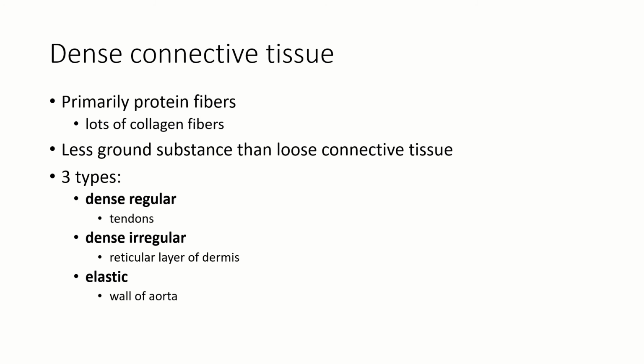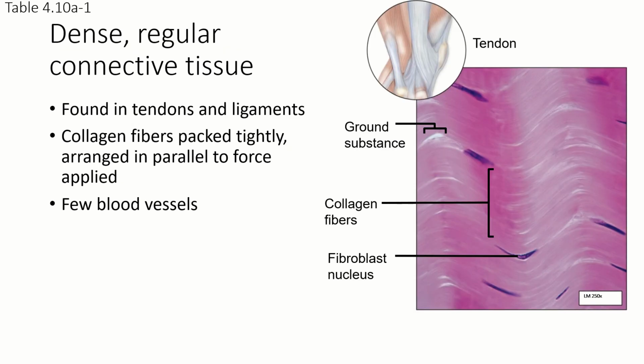So we have three types: dense regular connective tissue, dense irregular connective tissue, and elastic tissue. Dense regular connective tissue is found in tendons and ligaments, and the collagen fibers are packed very, very closely together, and they're all going in the same direction. So this means that dense regular connective tissue is really strong when pulled in one direction because these collagen fibers individually have a lot of strength lengthwise.